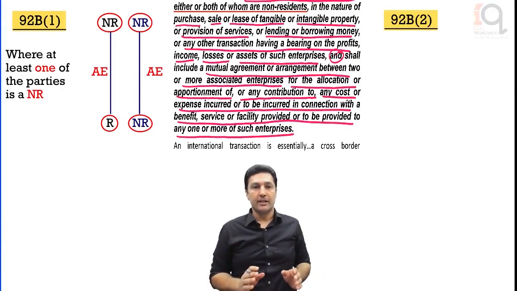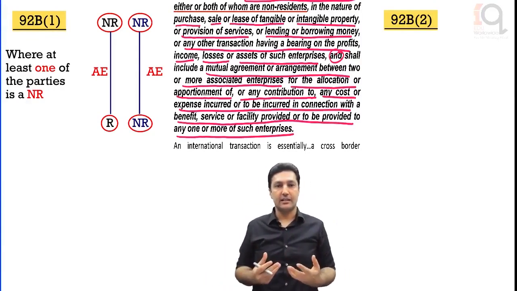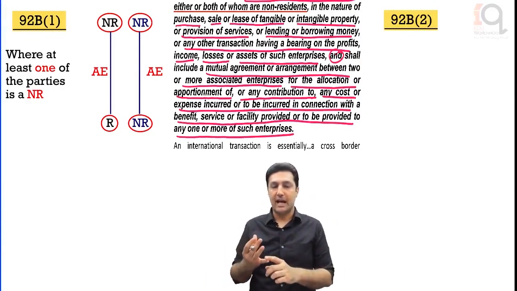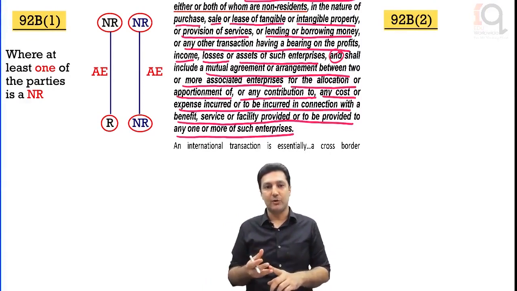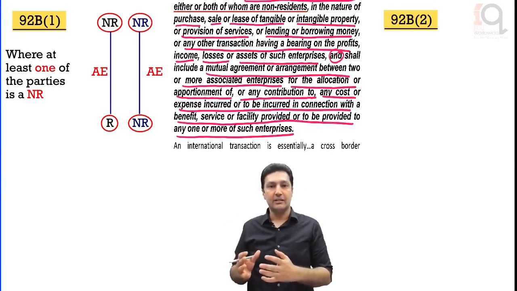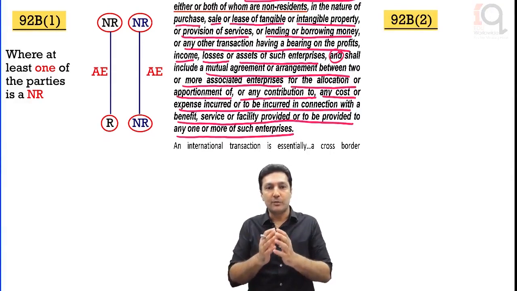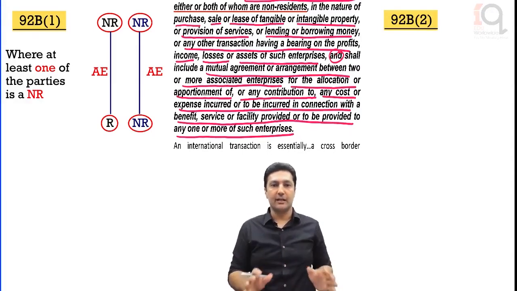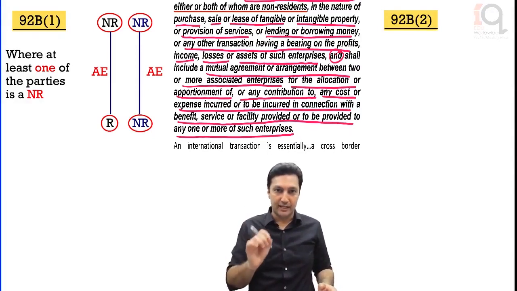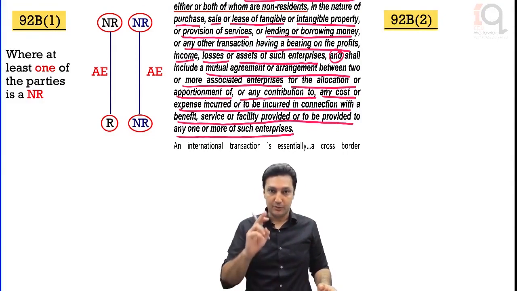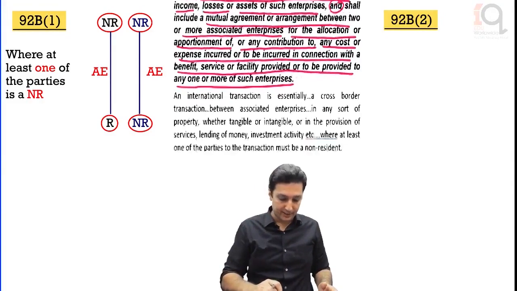So three things. If there is an international transaction, which could be for purchase or sale of tangible, intangible property, lease of such property, provision of services, lending of money, or any other transaction which could mean apportionment of expenses or apportionment of costs which have a bearing on profits in India, will be covered by the definition of international transaction. Now let's do 92B subsection 2.